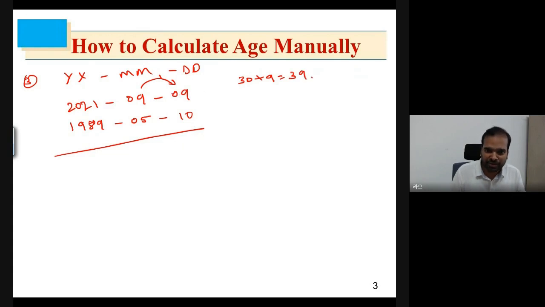Now this 9 will become what? 39, and this 9 will become what? 8, because I borrowed 1. Now 39 minus 10, of course you know it is what? 29. Now 8 minus 5, it is 3, and 0 minus 0, it is 0.